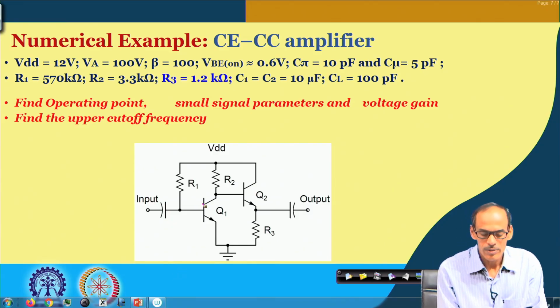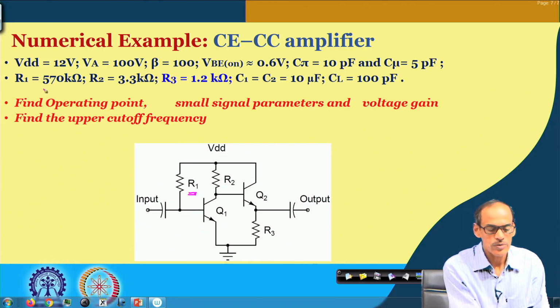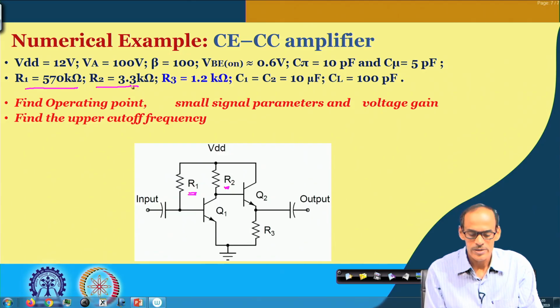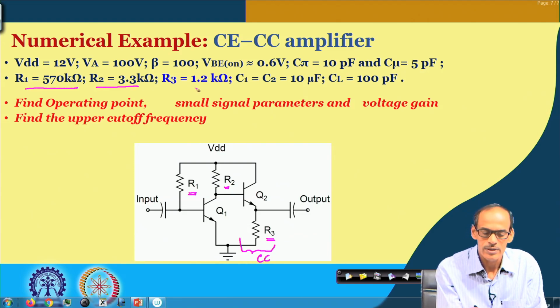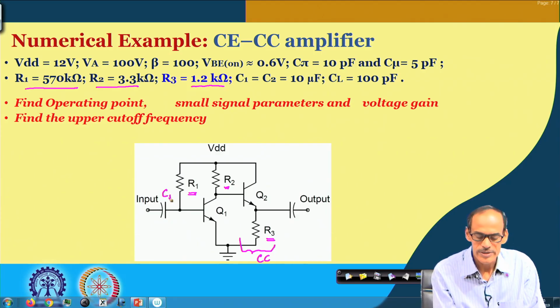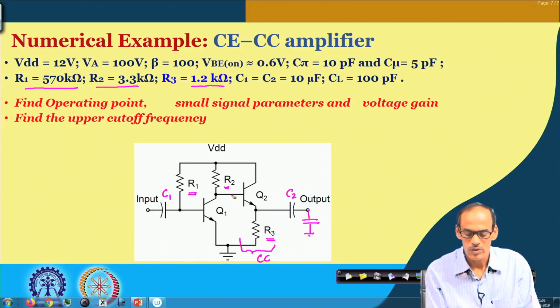and the information about all the biases is maintained, namely R1, earlier it was RB, and R2, which is actually the RC of the first stage, and then we have the CC stage. The CC stage has been added here, and the value of its bias resistance is given here as 1.2 kilo ohm. C1 and C2 we are keeping the same, 10 microfarad, and instead of connecting the CL at this node, we are connecting the CL after the CC stage.